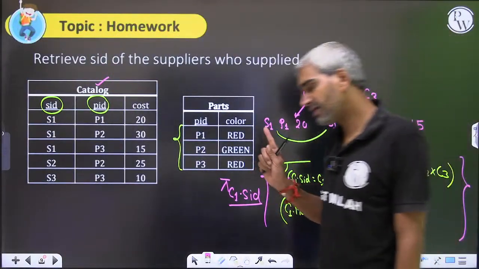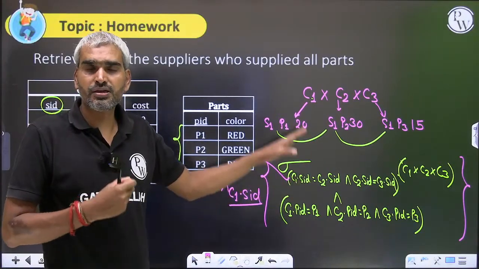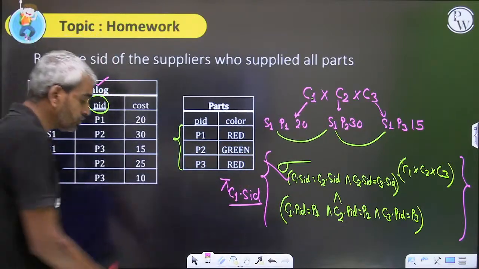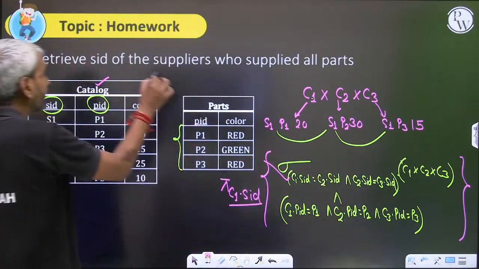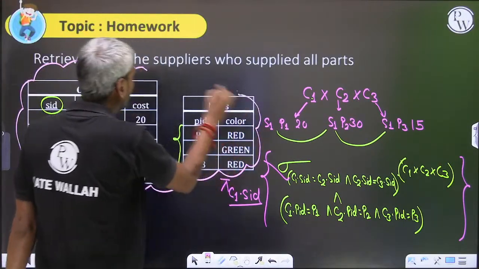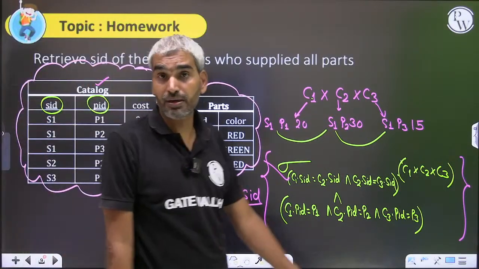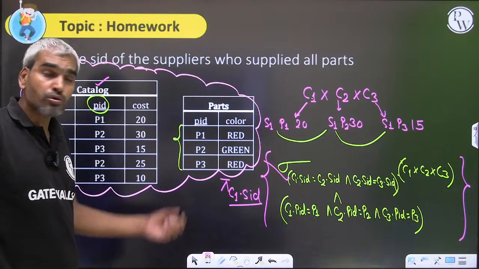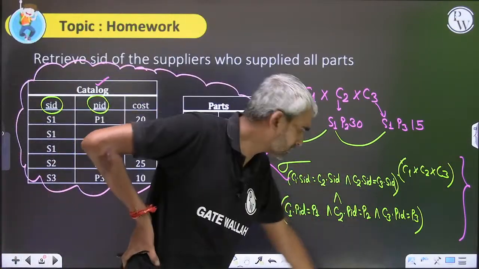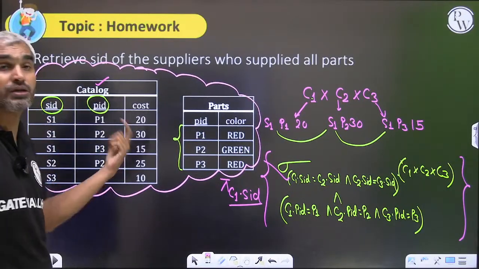But this will be incorrect. If this is the solution in your mind, then this solution is wrong. Why? Because this solution is based on this specific instance of the catalog table and part table. You know that there are three parts P1, P2, P3, and you are writing the query in accordance with that particular situation, that there must be a supplier which has supplied part P1 as well as part P2 as well as part P3.